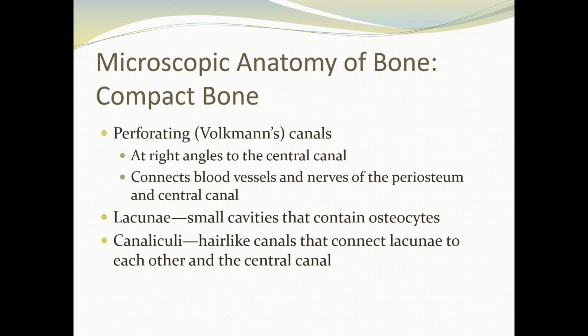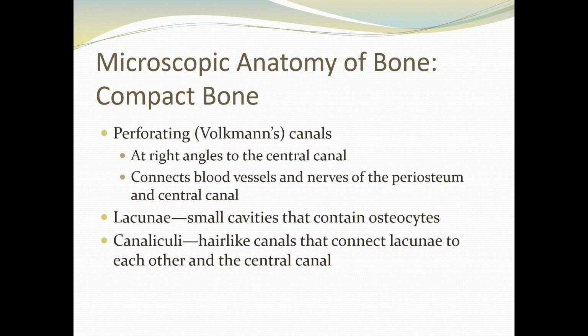Other features of the osteon include perforating or Volkmann's canals. These run at right angles to the central canal and allow for the blood vessels and nerves to pass from the nutrient foramina of the periosteum all the way through the bony tissue matrix into the endosteum or the inner trabecula or the medullary cavity, whatever is located deepest in the bone.